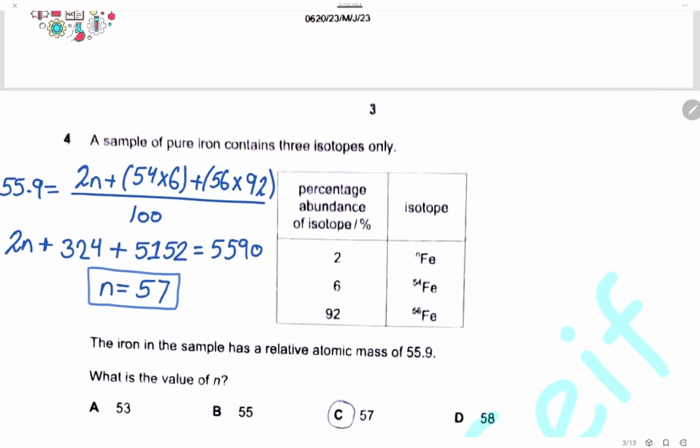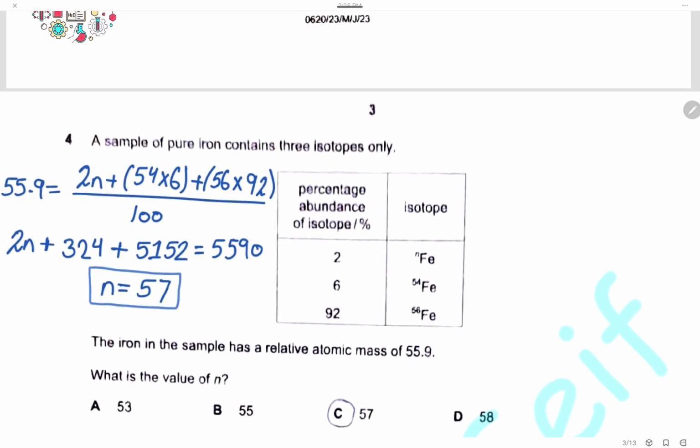Question 4. A sample of pure iron contains 3 isotopes only. We have 3 isotopes. The first one, I don't know the mass of the first one, but we know the percentage. It's 2%. The second isotope has a relative atomic mass of 54 and 6%. The third isotope 56 and 92%.